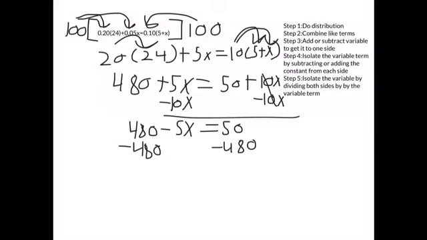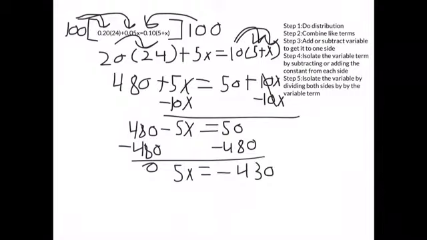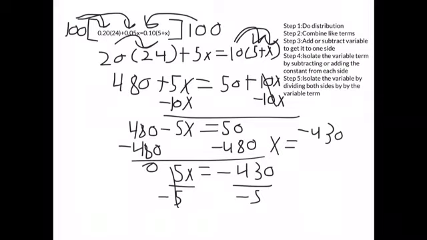480 minus 480 is 0. And this would be negative 430. That would equal 5x. Then you divide by negative 5 on both sides. These cancel each other out. So x would equal negative 430 over negative 5, or 86.